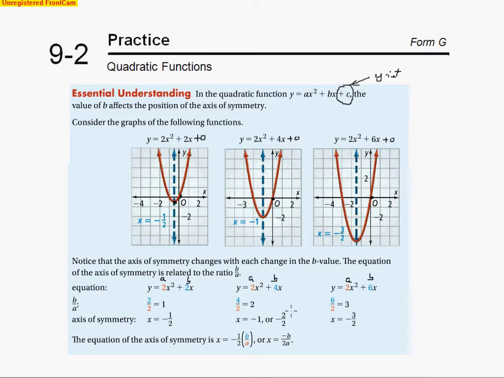And so what they saw was that the axis of symmetry is negative 1/2 times b over a, and that's going to end up being our formula that we're going to use to help us find that axis of symmetry. So this is the key formula we're going to end up using, negative b over 2a. So let's practice using that.